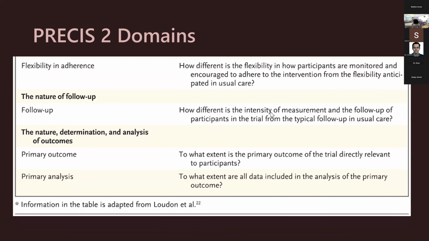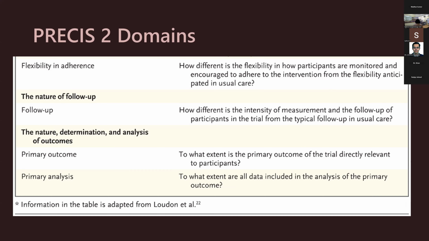Flexibility in adherence is how the participants are monitored and encouraged to be adherent to the certain intervention. So in an explanatory design, the trial investigators with the help of staff monitor how compliant patients are with the intervention of choice. Here, the compliance is not frequently monitored. They are left to the usual setting, as in how the participants would behave in usual care, irrespective of the trial status. And for follow-up intensity, in a pragmatic trial, it's ensured that they are left in their usual care and the data is derived from the health records, and the follow-up is not different from usual care.